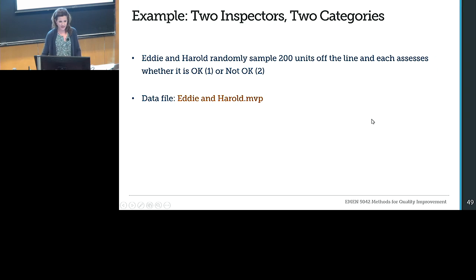Ready to try some of this out for fun? We'll start with something easy. Ready? Here we go. 2 inspectors and 2 categories. What? It's Eddie and Harold again. Let's take a look and see what Eddie and Harold are doing. So they're going to look at 200 units off the line and assess whether it's okay or not okay.